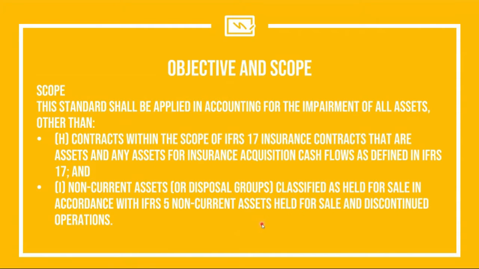Oh, sorry, I forgot. There are other items. I forgot the two items here. So, letter H is contracts within the scope of IFRS 17, insurance contracts.